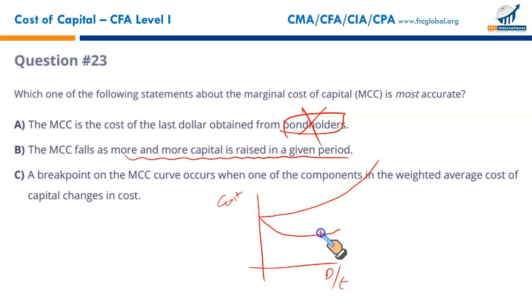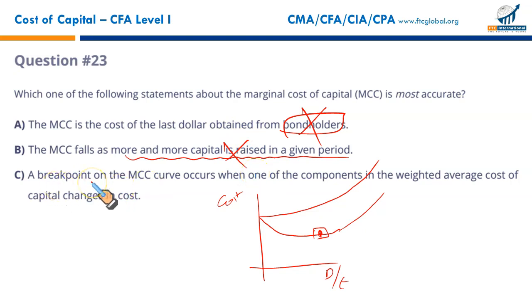And after a certain point, which is the optimum point, the cost starts going up. Means additional debt will be expensive. A certain point will be reached where the cost of capital would be lower, but additional debt will cost you more. Resultantly, the cost will go up. So saying that MCC falls as more and more capital is raised in a given period is wrong. MCC goes up. Marginal cost of capital for every additional dollar raised goes up. Weighted average cost of capital for every additional dollar raised goes up. That's the case in most of the cases. So this is wrong. Then what?